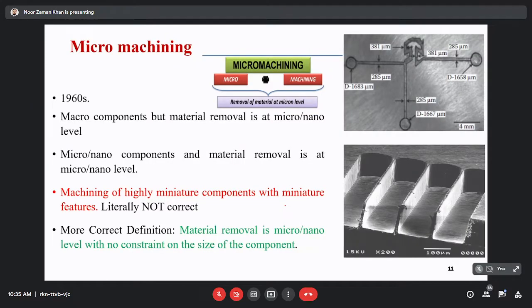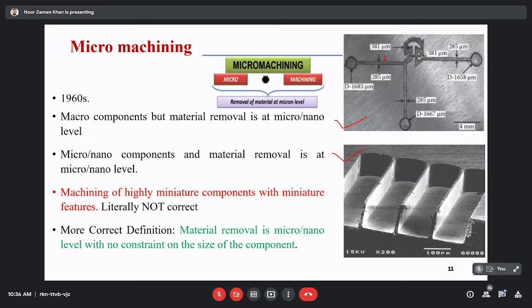Now it's time to discuss micro machining. First of all, let's have a look at these figures. If you see this figure, various micro channels are created on the substrate, of micron size. The width of this micro channel is 285 micrometer. The width of this one is 381 micrometer. So micron size channels have been made on a macro part, which is nothing but micro machining.